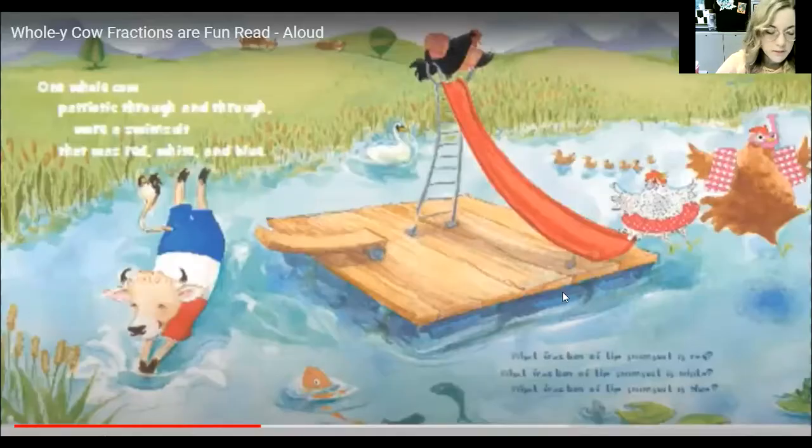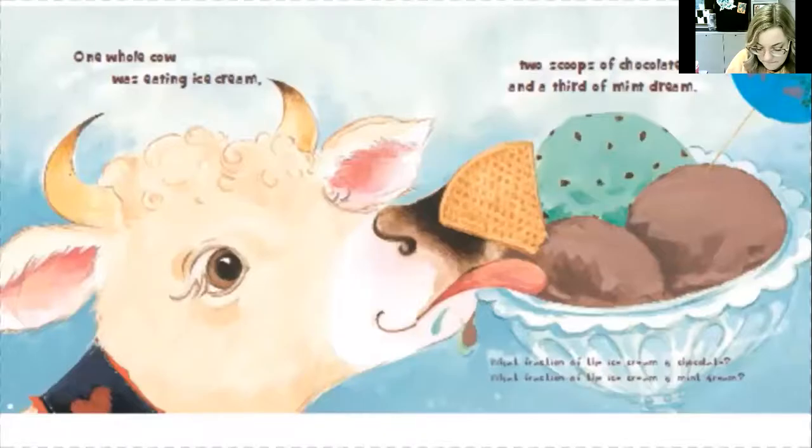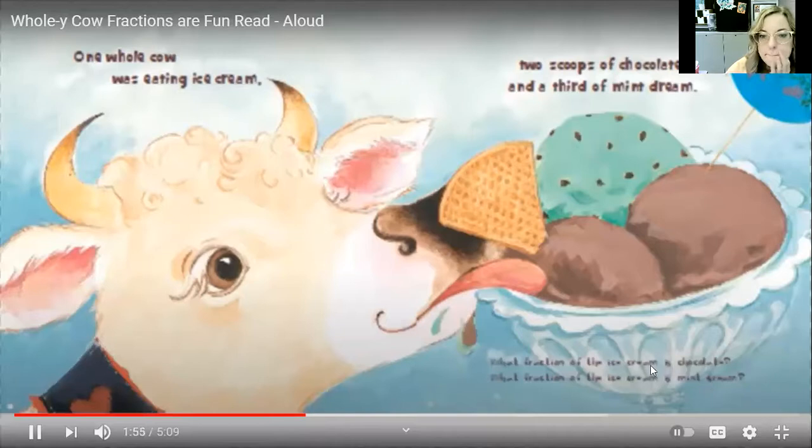Here we go. Next, we're not necessarily dealing with cows. We're going to be dealing with a sundae, some ice cream. One whole cow was eating ice cream, 2 scoops of chocolate and 1 scoop of mint cream. What fraction of the ice cream is chocolate? 2 out of 3, so 2/3.